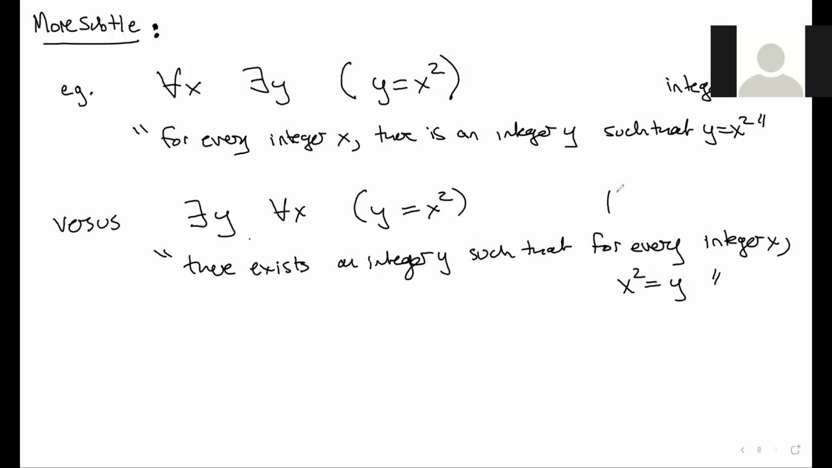False. No, that's false, right? So this is true, this is false. So these are not the same in general. So if you have two different quantifiers, you can't just switch the order. Okay.